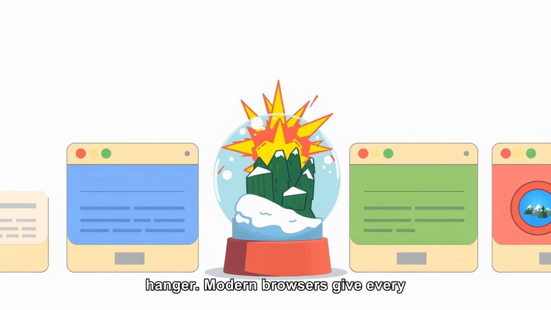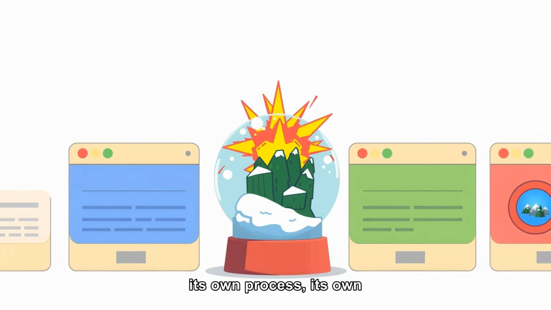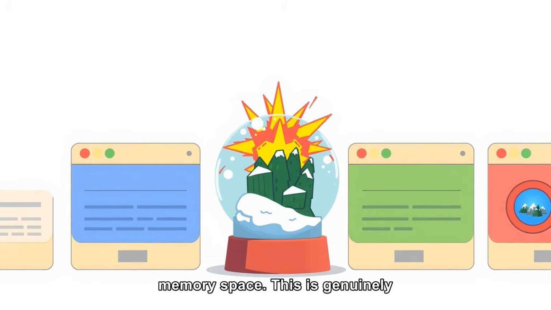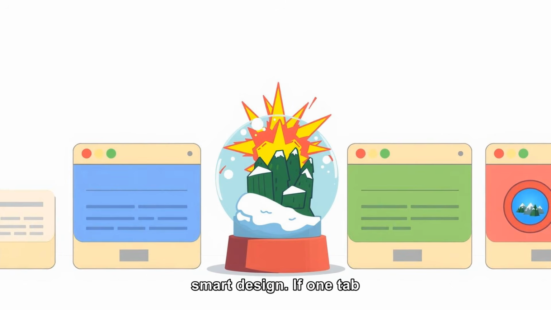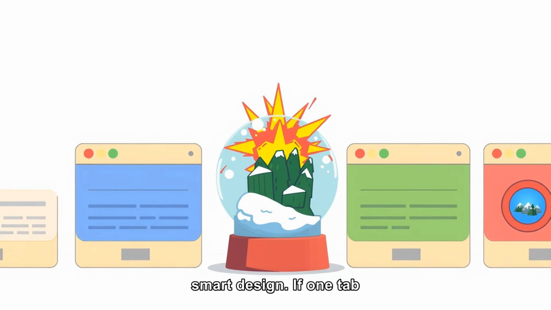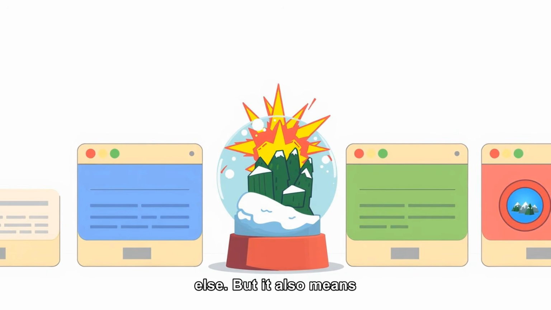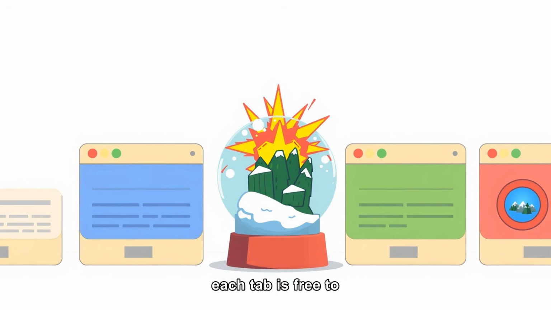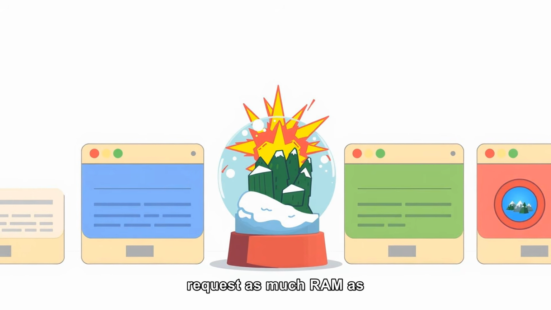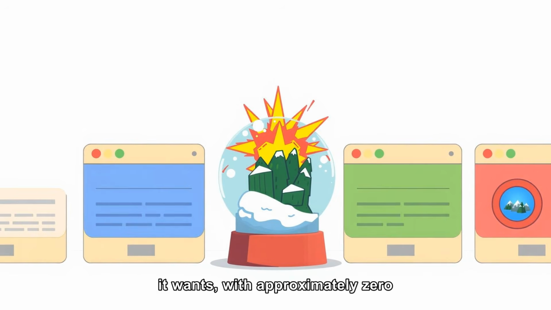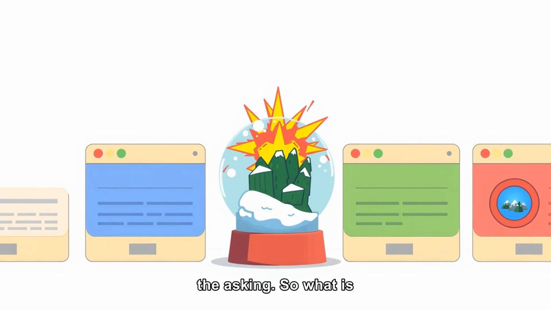Modern browsers give every tab its own private universe, its own process, its own memory space. This is genuinely smart design. If one tab crashes, it doesn't torpedo everything else. But it also means each tab is free to request as much RAM as it wants, with approximately 0 consequences for the website doing the asking.